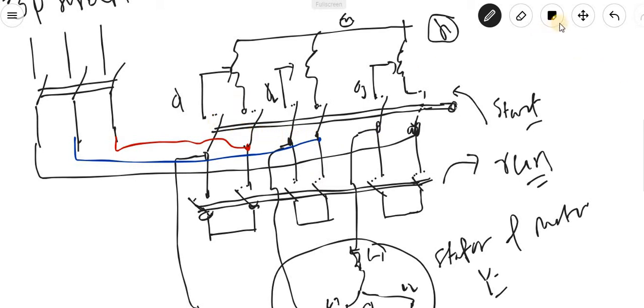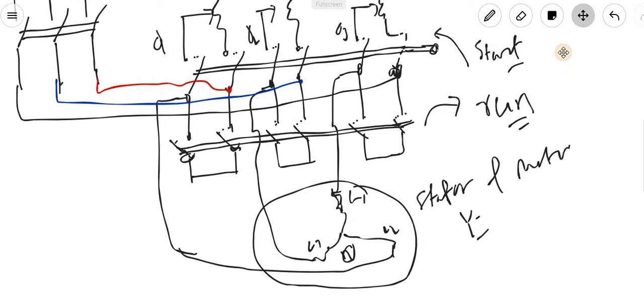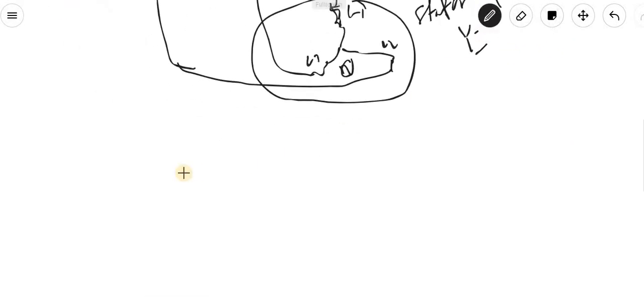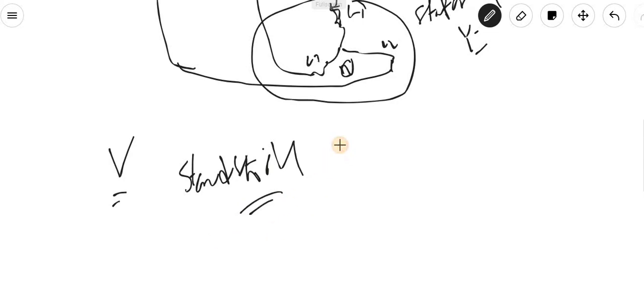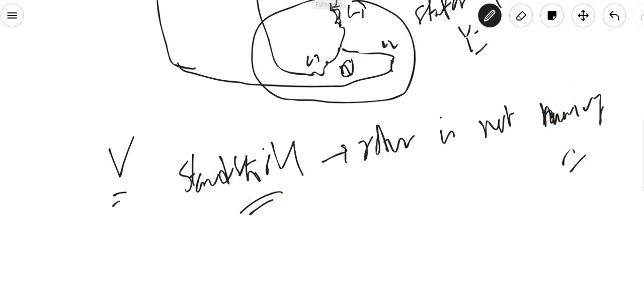Okay, now see what would happen for this starter. So now the calculation part is there. Suppose we are considering the supply voltage V. Standstill condition means what? Standstill condition means the rotor is not moving. That means blocked rotor.